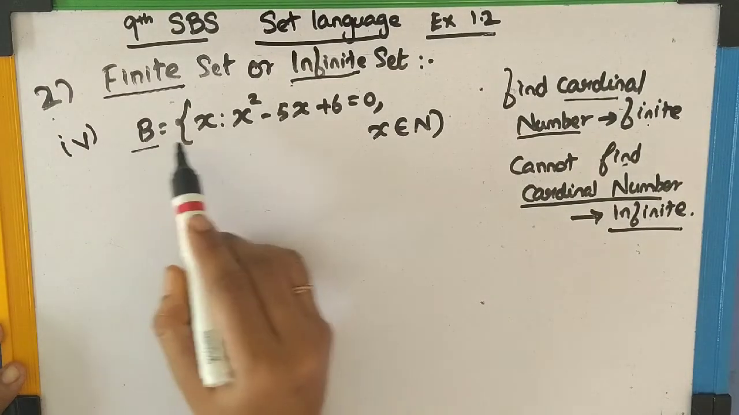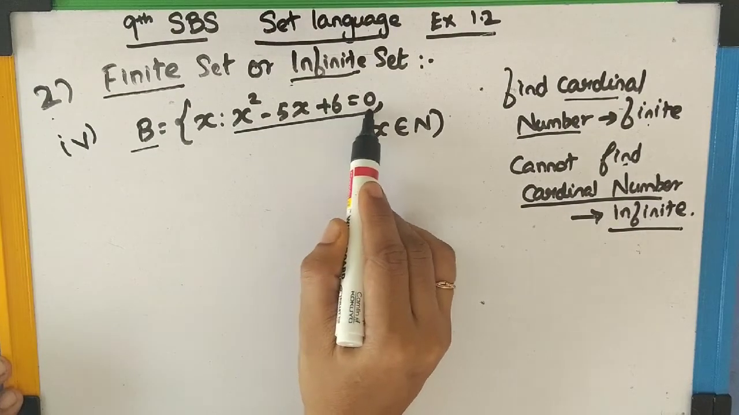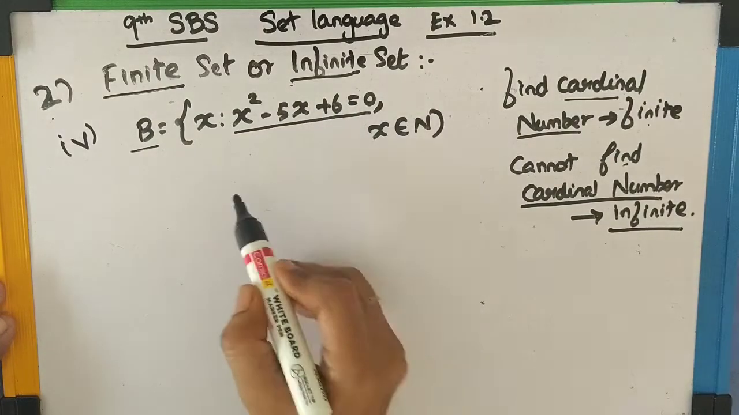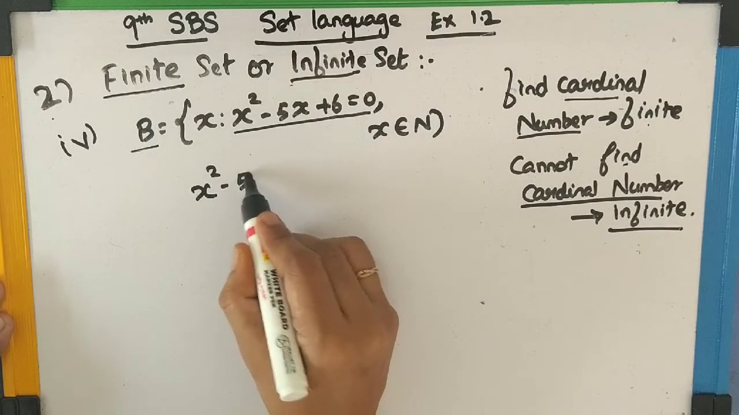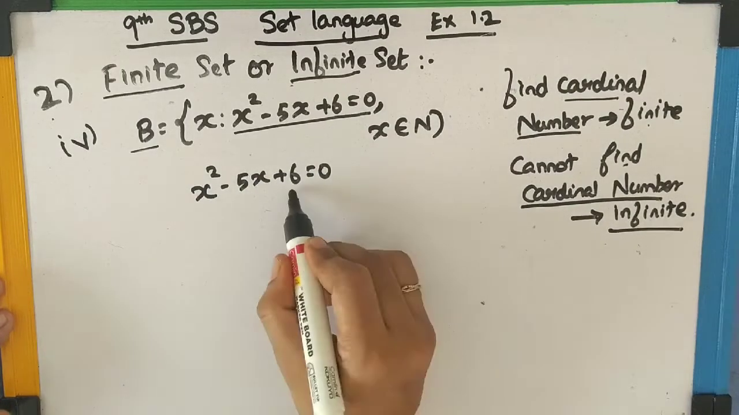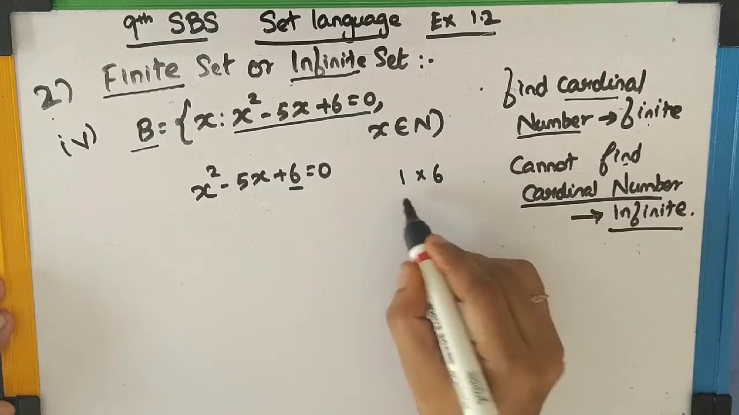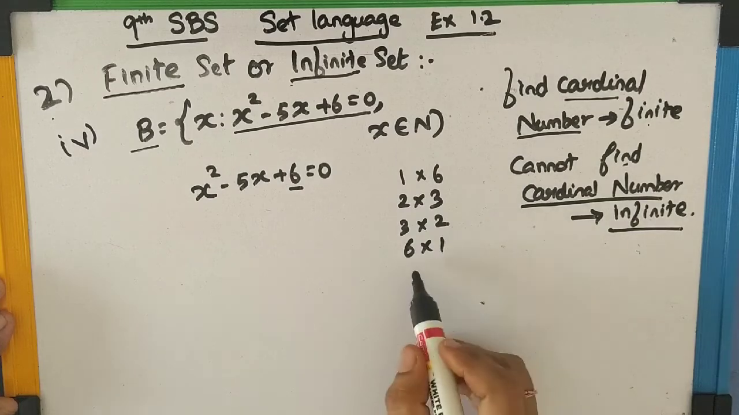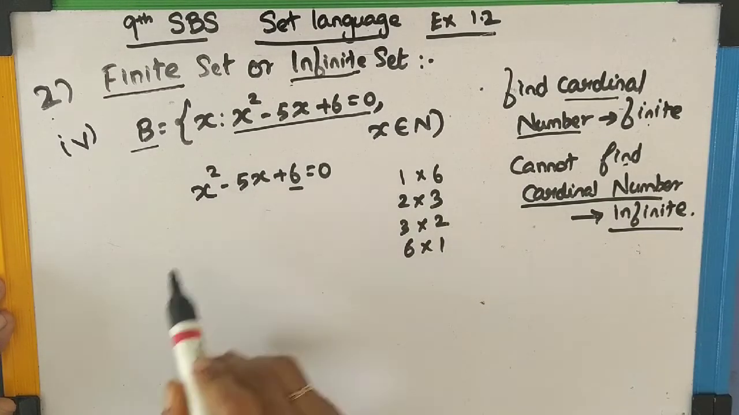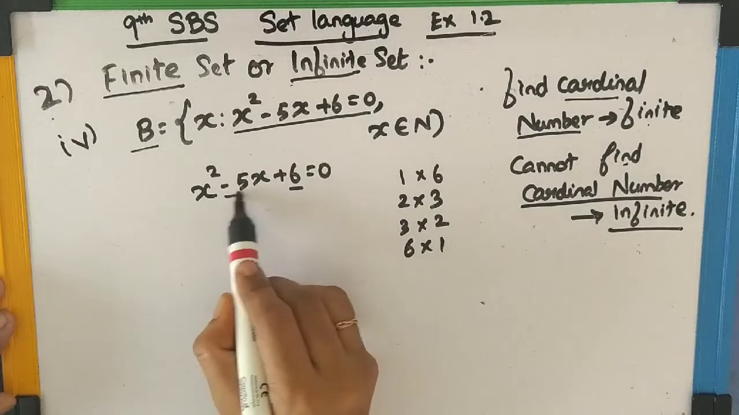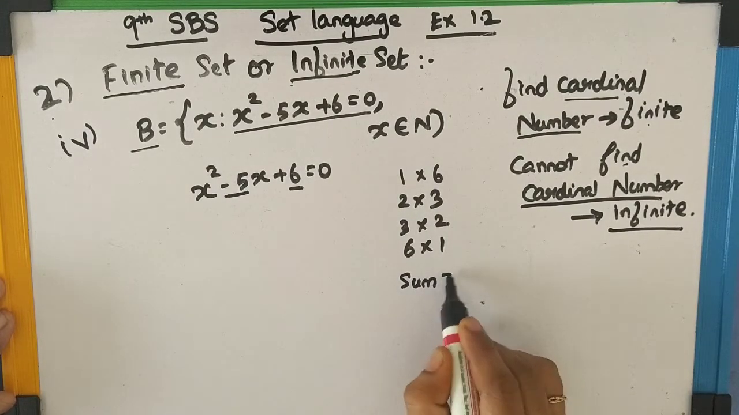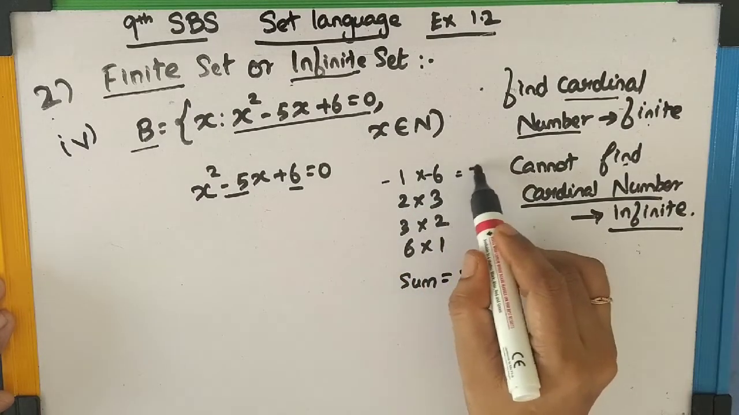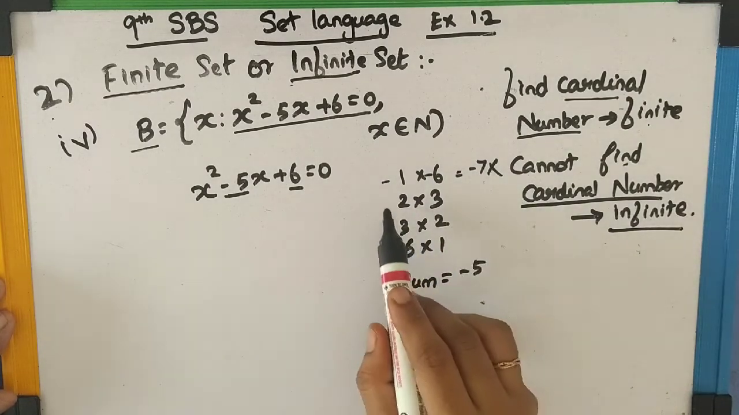Now, let's go to the fourth question. Here, B is equal to {x : x squared minus 5x plus 6 equals 0, and x is an element of natural numbers}. Here, take that equation x squared minus 5x plus 6 equals 0. Find the factors of 6: 1 into 6, 2 into 3, 3 into 2, and 6 into 1. But if the factors are added, the result should be minus 5. And both numbers should be negative, because on multiplying both numbers, the answer is plus 6, a positive number. So both the numbers should be negative.